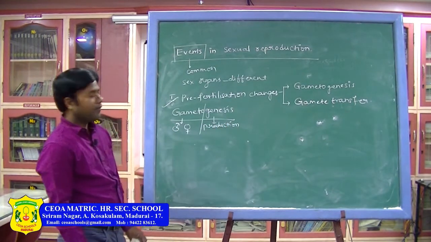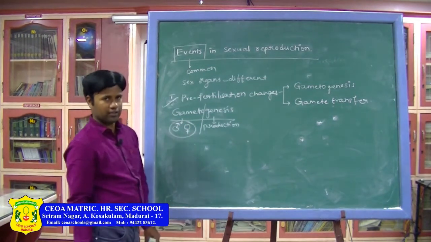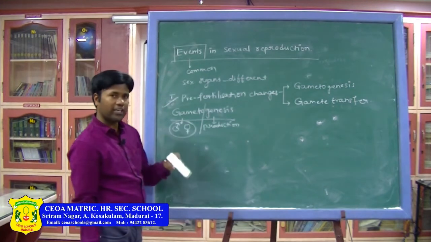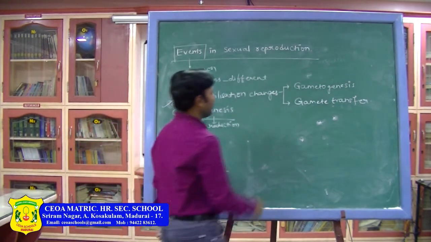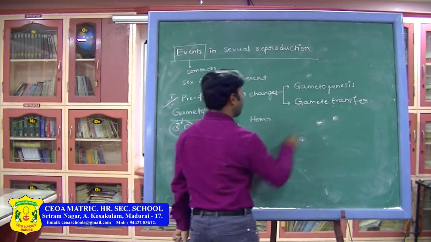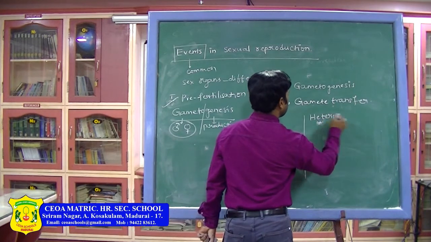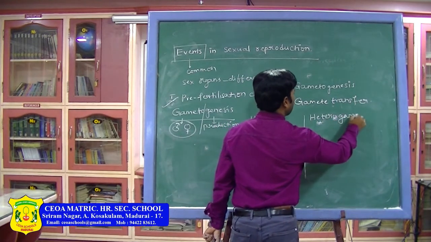Okay. Based on the gamete size, there are two types present. Based on the gamete size, how many types are there? Two types are present. One is homogametes, another one is heterogametes.